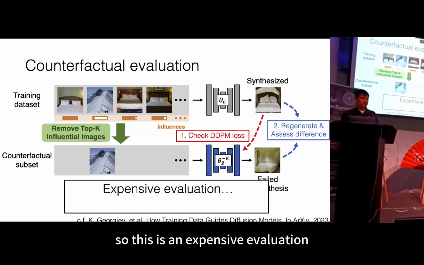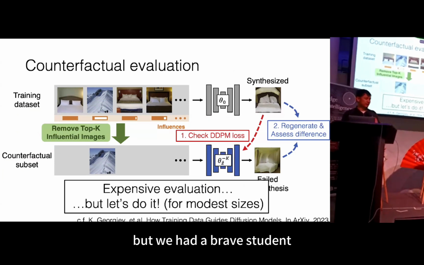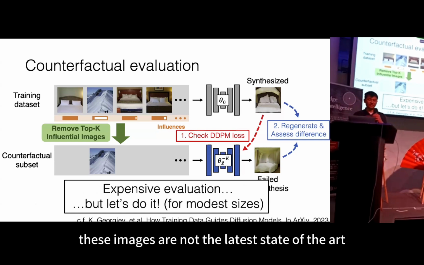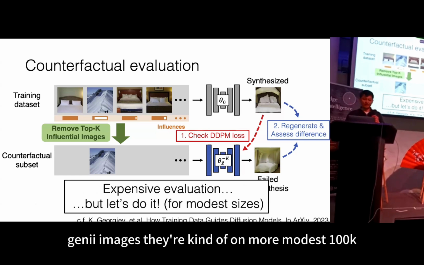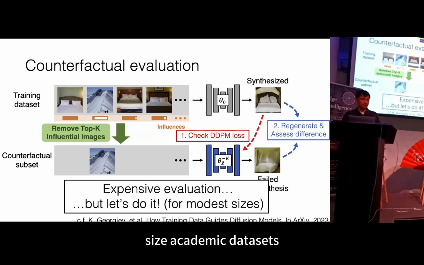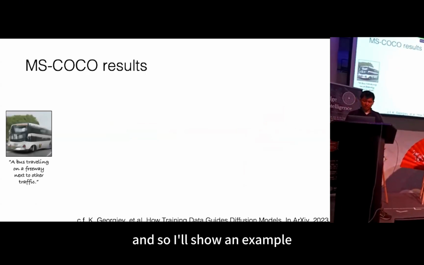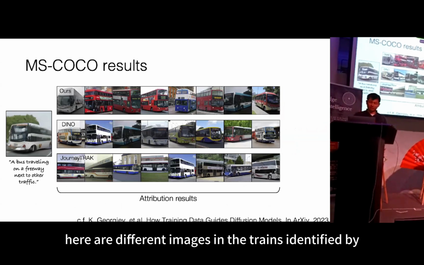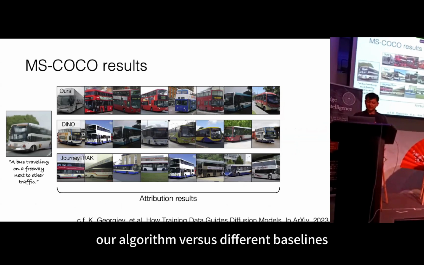Okay, so this is an expensive evaluation, but we had a brave student, so we went ahead and just did it. We had to do it on modest sizes, which is why these images are not the latest state-of-the-art Gen AI images. They're on more modest 100K size academic data sets, but we can still gain insight into how effective this algorithm is. So I'll show an example. Here's a generated image of a bus. Here are different images in the training set identified by our algorithm versus different baselines.